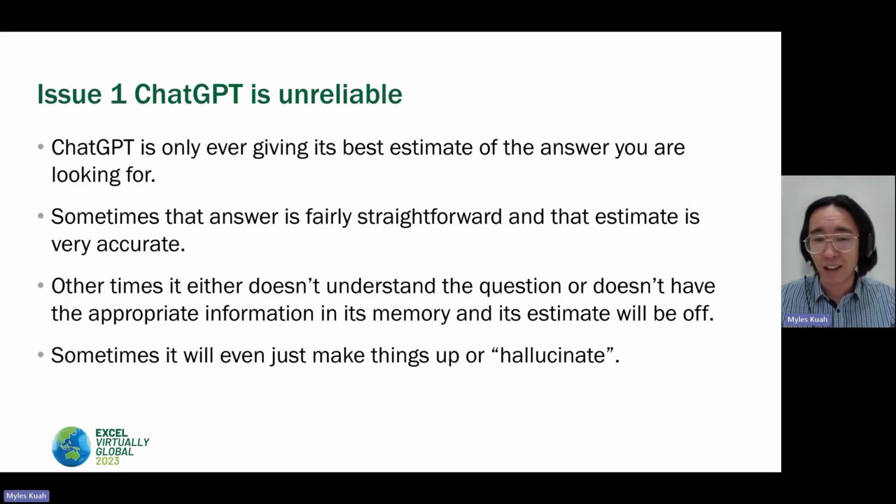But sometimes it either doesn't understand the question properly or doesn't have the appropriate information in its memory. And sometimes there is just an element of error in there with anything probabilistic in this way. Its estimate will just be off. And the biggest issue is that sometimes it will even just make things up, or hallucinate. There was an example earlier in the year where a lawyer in the US was actually disbarred because he showed up to court and cited a whole heap of case law that turned out to be completely fabricated. Why?